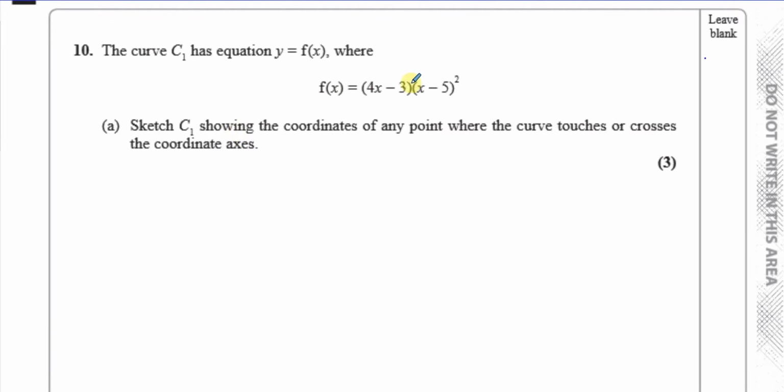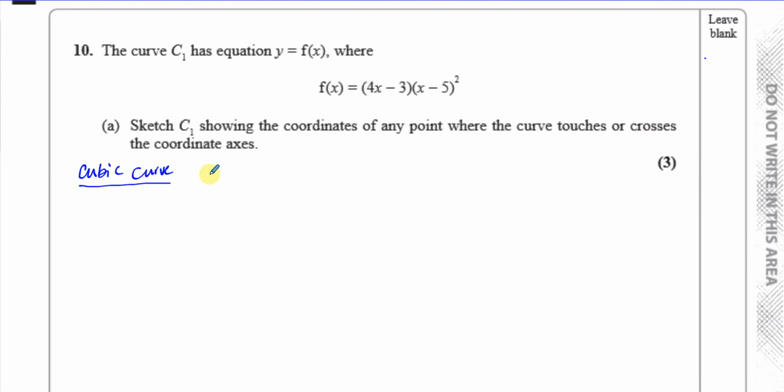Now, this is a cubic curve, okay? This is a cubic curve because when you expand it, which you don't actually need to do, you'll end up with an x cubed. It'll be 4x cubed. So it's a cubic curve, because the highest power is x cubed. Of course, there's going to be x squared and x terms in there, but the highest power is x cubed. That's why it's called a cubic curve.